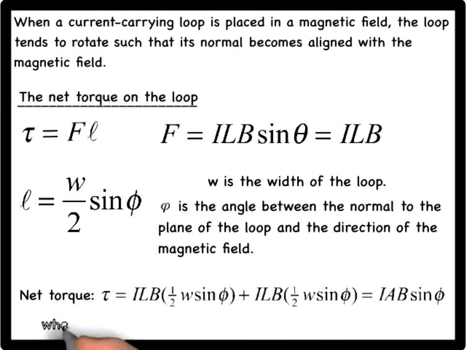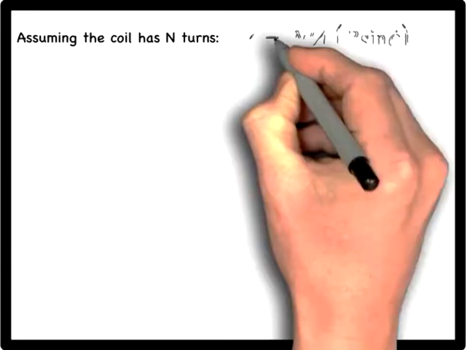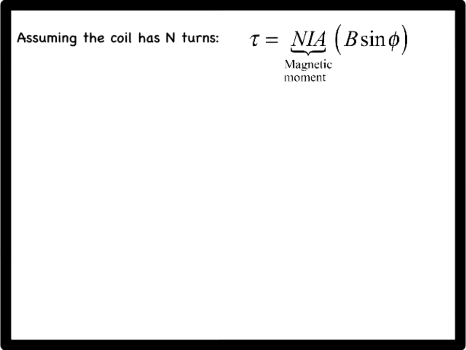In this result, the product L times W has been replaced by the area A of the loop. If the wire is wrapped so as to form a coil containing a total of N loops, each of area A, the force on each side is N times larger and the torque becomes proportionally greater. The result above has been derived for a rectangular coil, but it is valid for any shape of flat coil, such as a circular coil. In that case, the area A of the coil would be equal to pi r squared, where r is the radius of each coil.